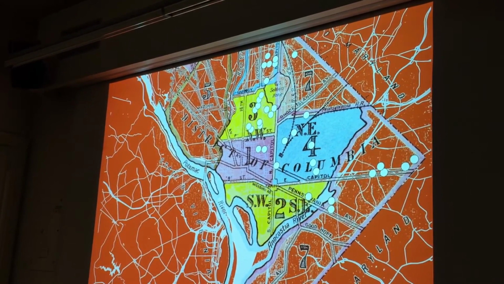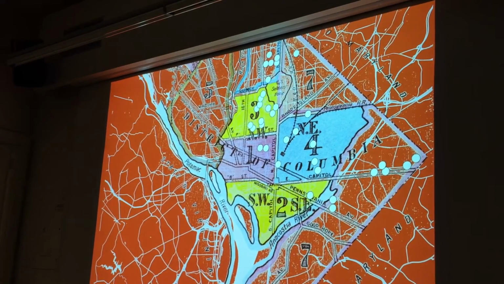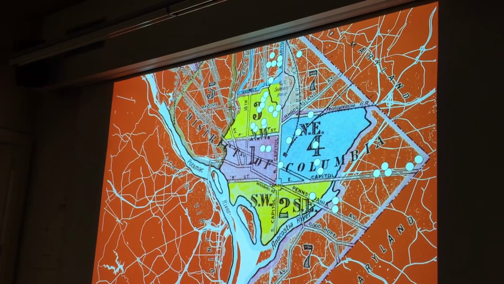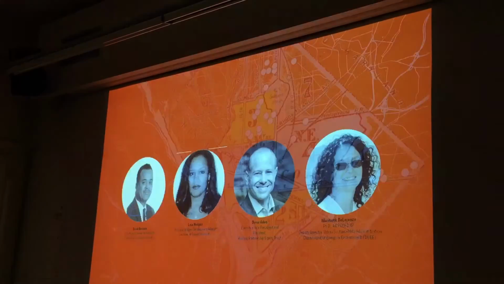So these white dots represent properties acquired using TOPA, the Tenant Opportunity Purchase Act, which we'll talk about in a second, but this is just in the last decade.